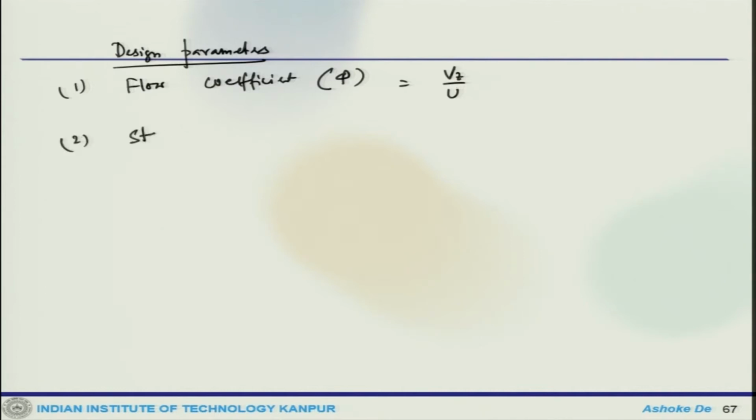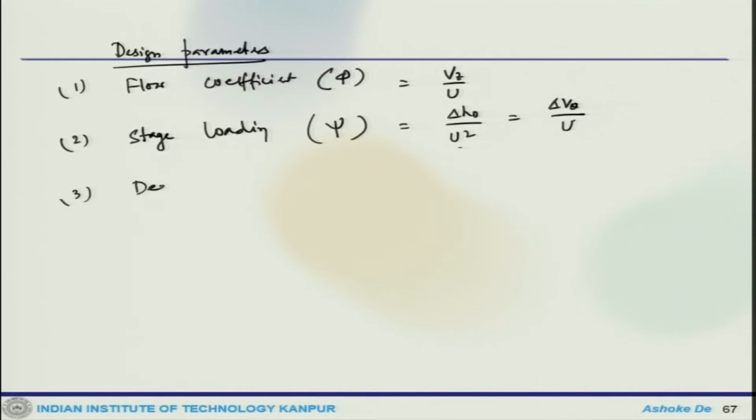Second could be stage loading, which is typically represented by psi. This is the ratio of delta H naught by u square, which is delta V theta by u. So, it is the ratio of the total enthalpy rise to the blade kinetic energy.